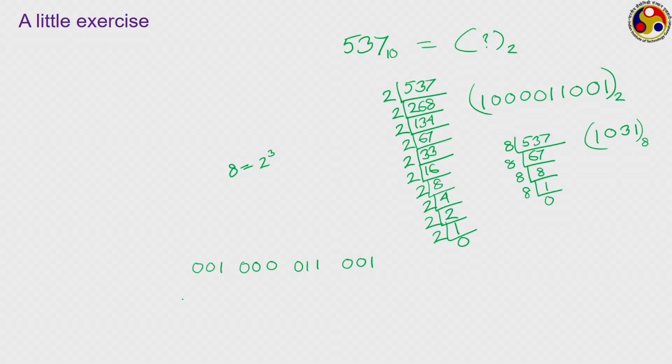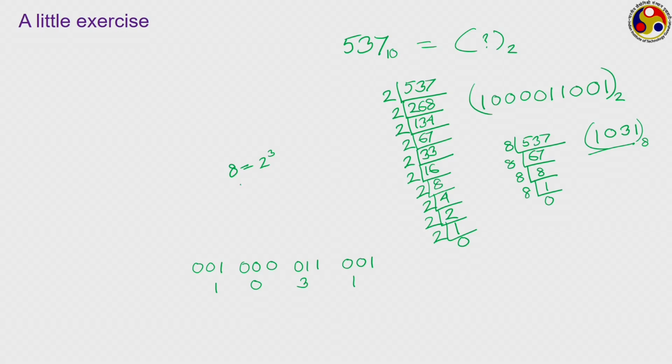So, let us add a couple of zeros before that to complete the group. There are 4 groups we are getting, and from each group we try to identify the octal equivalent. Like the first group is 1, octal equivalent is 1, this is 0, octal equivalent is 0, then this is 1 1, octal equivalent is 3, this is 1, octal equivalent is 1. So, we are getting 1031, this is the octal equivalent.